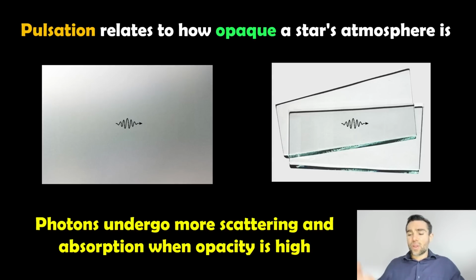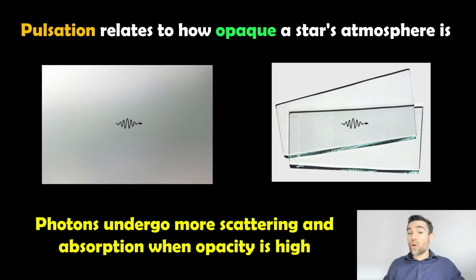However, the way that the photon moves through is going to dictate how this pulsation works. If you make the star suddenly opaque, that photon struggles to get from the centre, where it's basically been produced from the fusion, to the outer part, and it stays longer in the atmosphere. That's going to cause the star to heat up. Basically, photons will undergo more scattering, more absorption, more interactions when opacity is very high. So it's harder for the photon to move outwards.